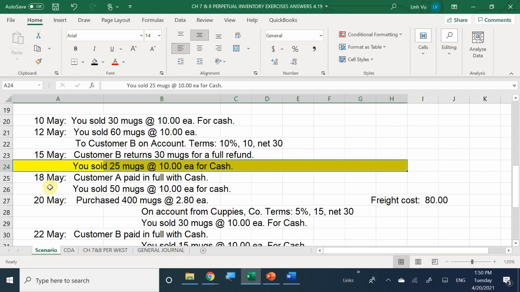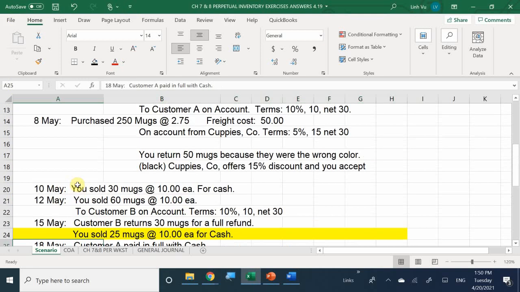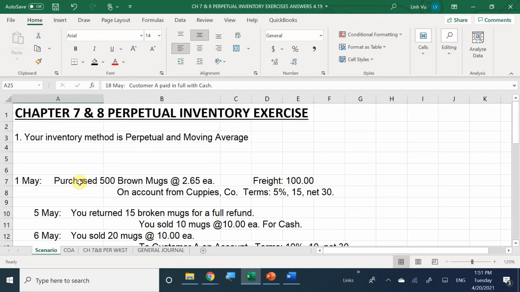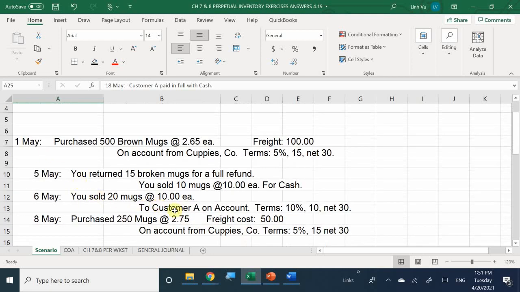Customer A paid in full with cash. Okay, so customer A decides to pay us. Now let's go ahead and look right above. When did we sell to customer A? May 6th. Okay, May 6th, you sold to customer A.